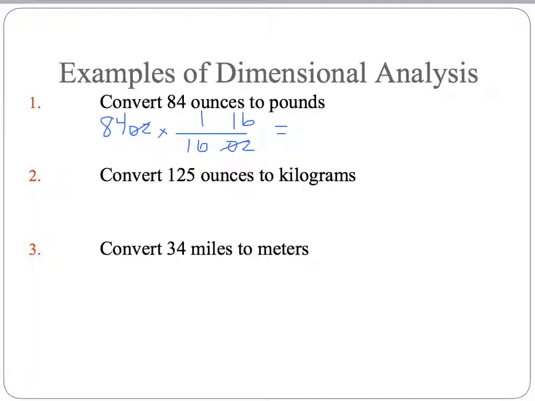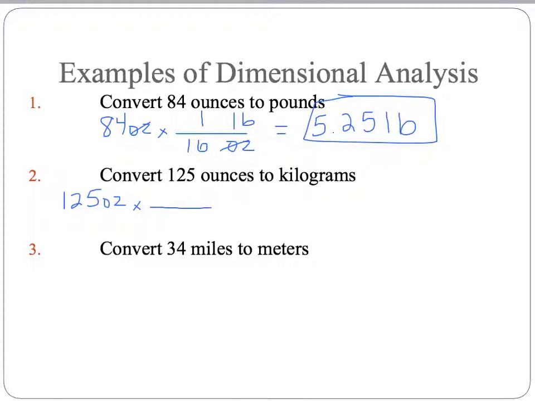And when I do that, I come up with 5.25 pounds. So next, number 2, I have 125 ounces. I want to convert ounces to kilograms.